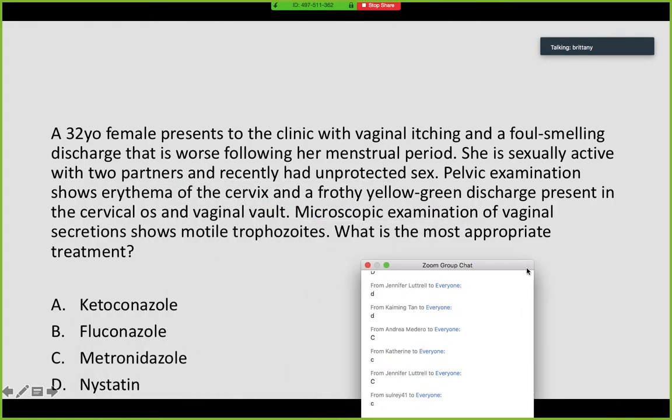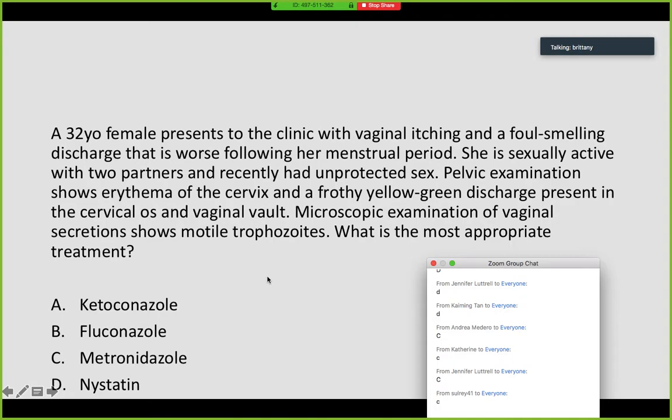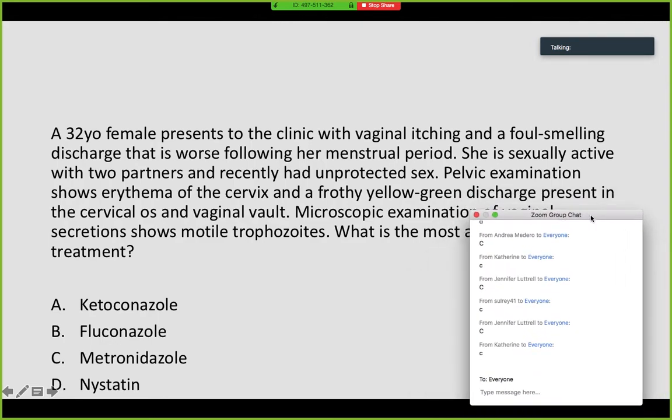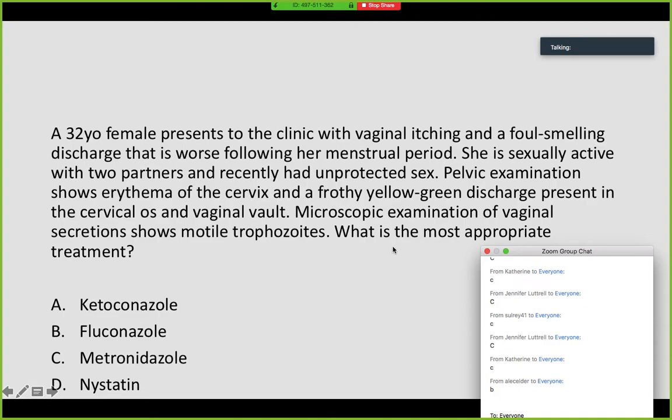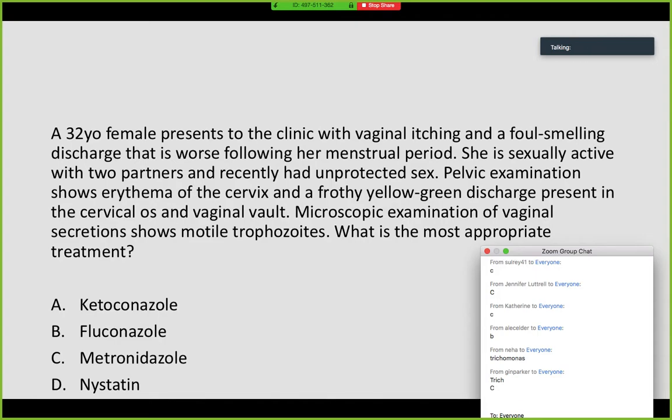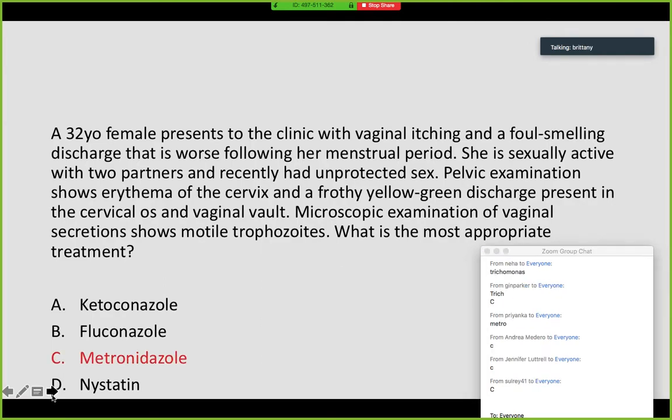Okay. A 32-year-old female presents to the clinic with vaginal itching and a foul-smelling discharge that is worse following her menstrual period. She is sexually active with 2 partners and recently had unprotected sex. Pelvic exam shows erythema of the cervix and a frothy yellow-green discharge. So this right here, this should give it away for you. What are you thinking she has? Trichomonas, right? So what are you going to use to treat trichomonas? Right. Good job.